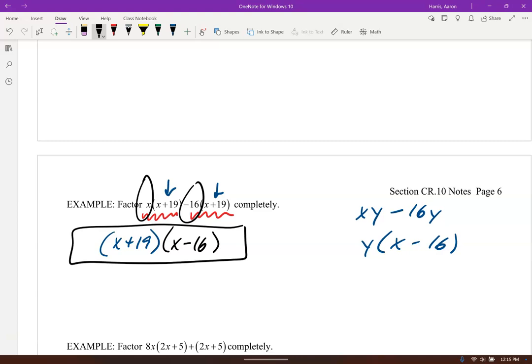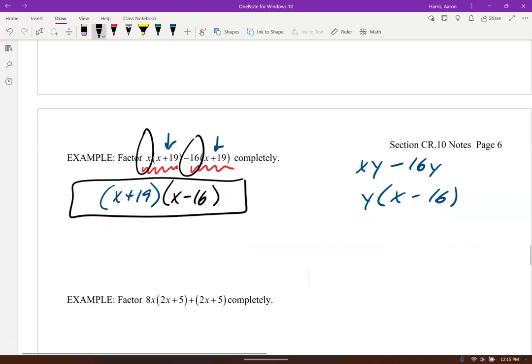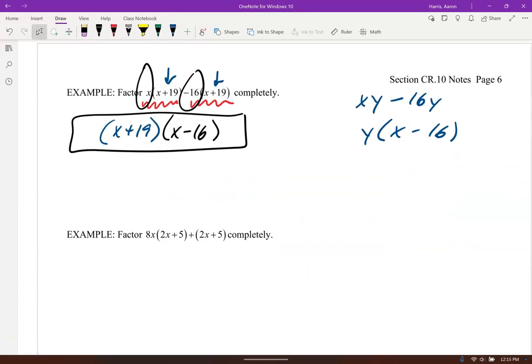Okay. So x plus 19, x minus 16. Let's do another one like that. This one they both have a 2x plus 5. So I take a 2x plus 5 out, and I'm left with 8x plus, and there's a plus 1 right there. 2x plus 5 times 8x plus 1. Coefficient there in front of that 2x minus 5.